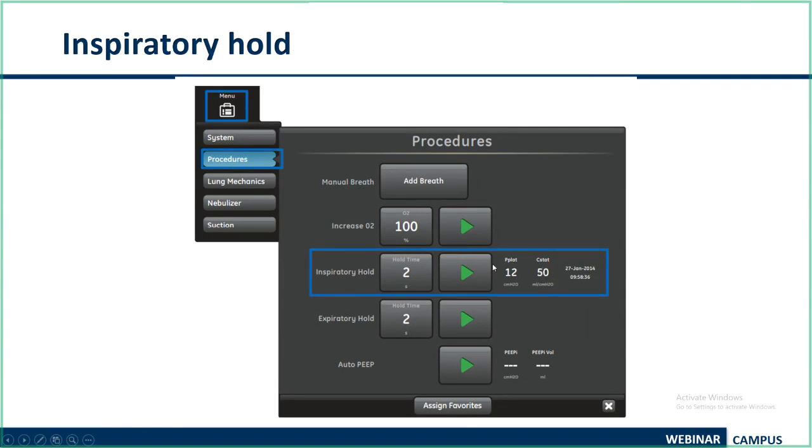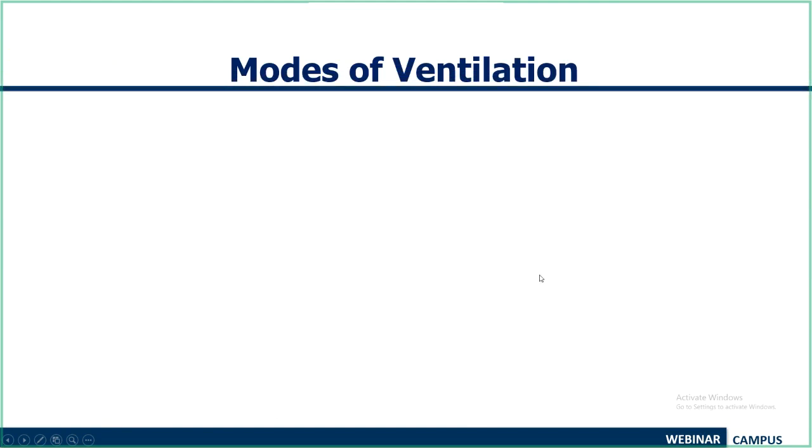The compliance measured at the plateau pressure is called the static compliance, and the compliance measured depending on the lung dynamics is called the dynamic compliance. So the majority of the time we will be concentrating on static compliance. Okay, once again I'll tell you, in the procedures you go for inspiratory hold, press the inspiratory hold button, then after the inspiratory hold releases, it can show you the plateau pressure and again the static compliance.